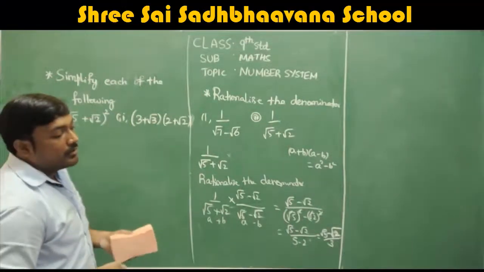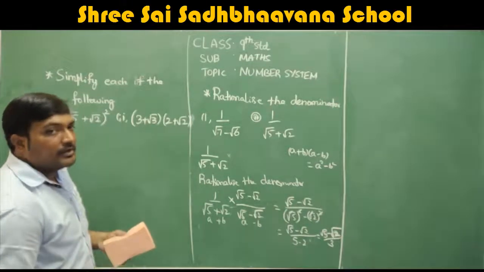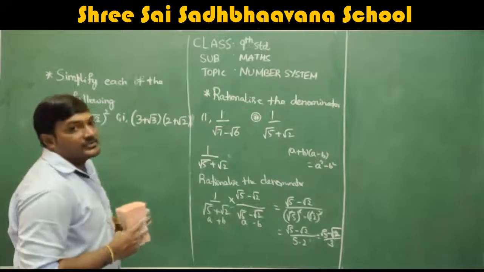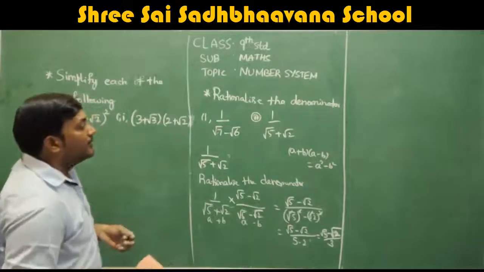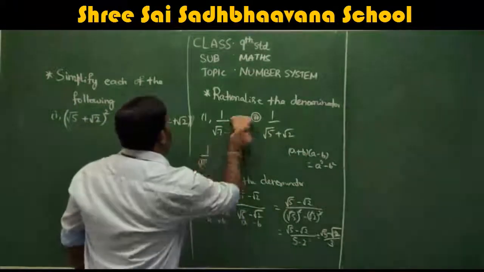Correct? So see there, you got a rational number in the denominator. So we converted the denominator, which is an irrational number, to a rational number. That is the only process here. Okay? So I hope you understood these sums.